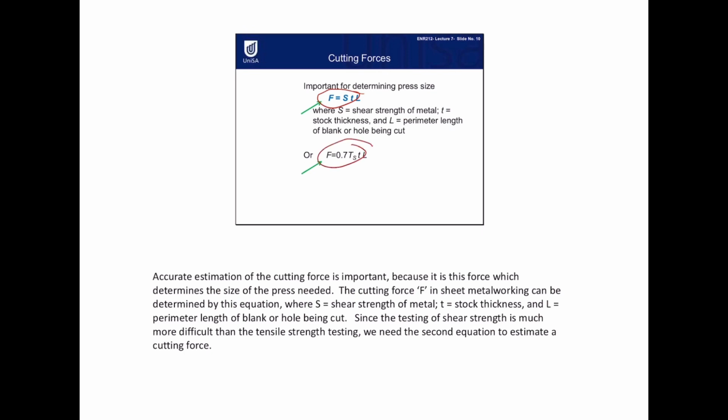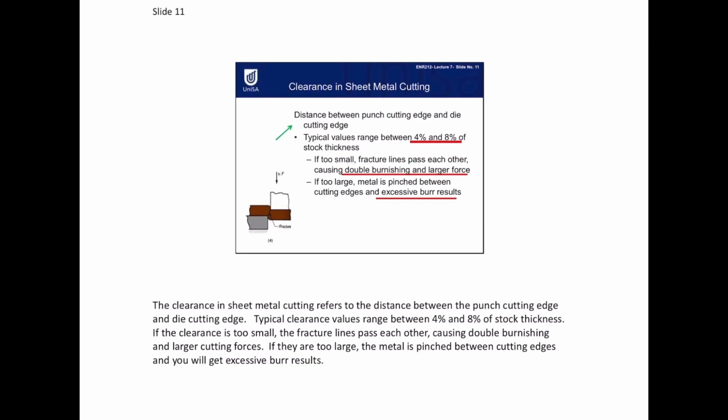And since the shear strength is much more difficult to obtain than the tensile test, we need to calculate it using this equation. The clearance in sheet metal cutting is the distance between the punch cutting edge and the die cutting edge, and it typically varies between 4% and 8% of stock thickness.